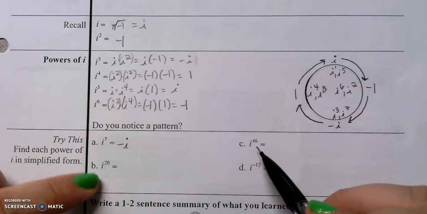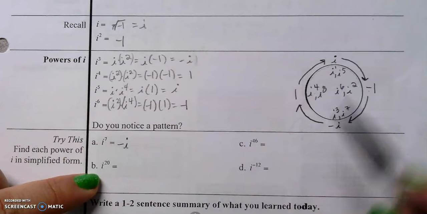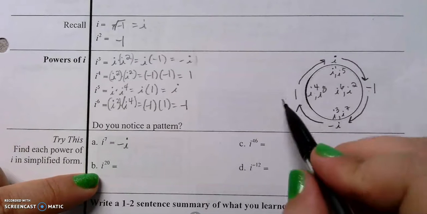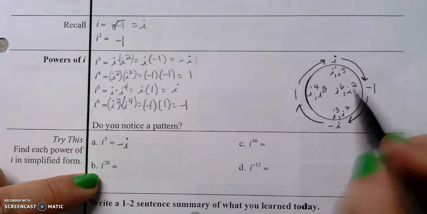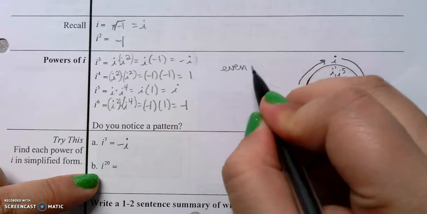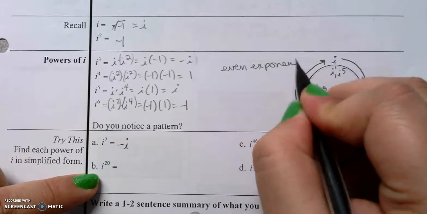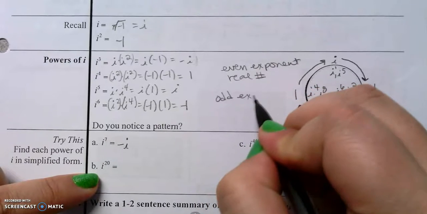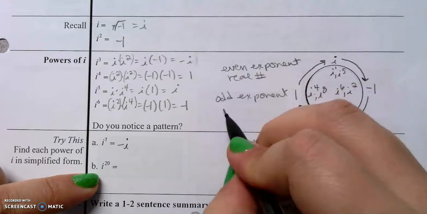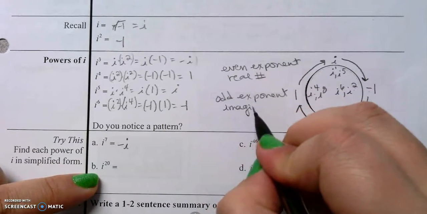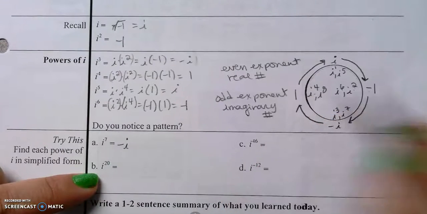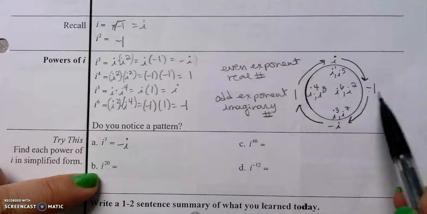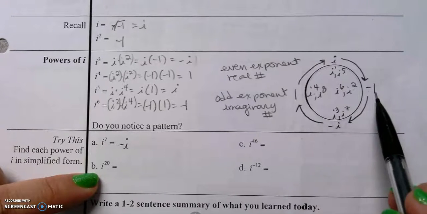But when we have higher powers, we need to be thinking about how does this cycle affect those exponents. Well, notice if it's an even exponent, it's a real number. Even exponent is a real number. And if it's an odd exponent, then it's an imaginary number. And so looking at i to the 20th, I know it's an even exponent, so it should be a real number. But the question is, is it positive 1 or negative 1?